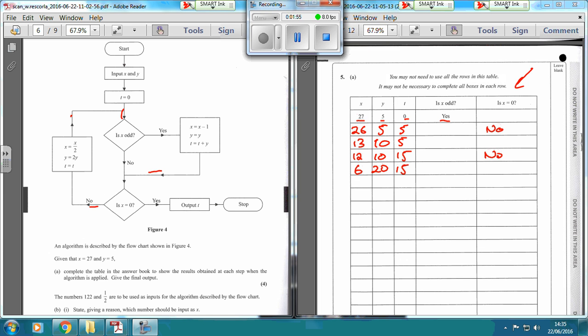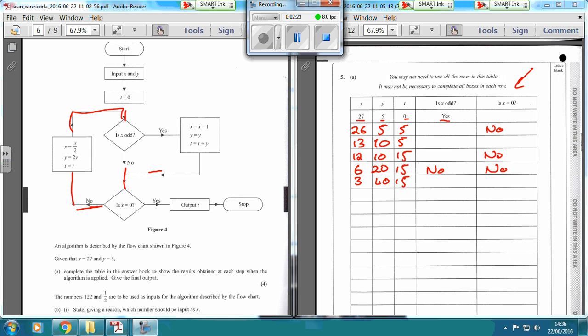Let me go down. Is x odd? No. Is x 0? No. So go back round. X equals x over 2, so that's going to be 3. Y equals 2y, so that's going to be 40. And t equals t. Now we go back around to here.